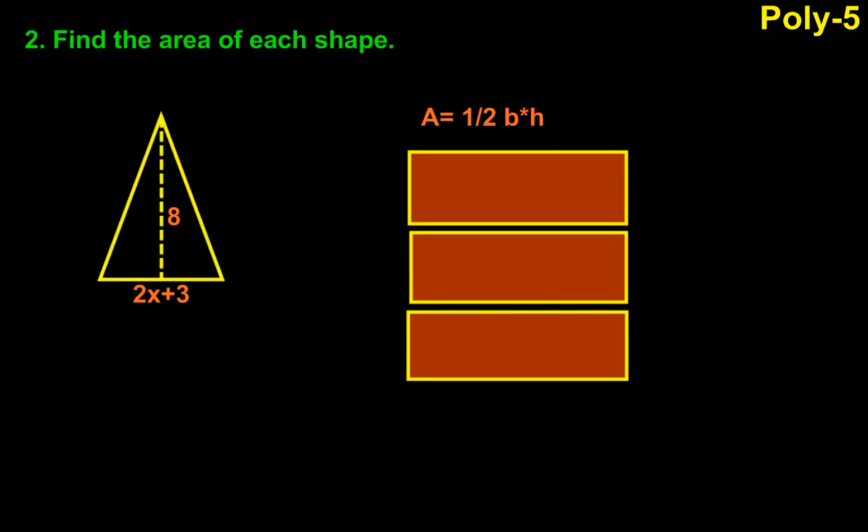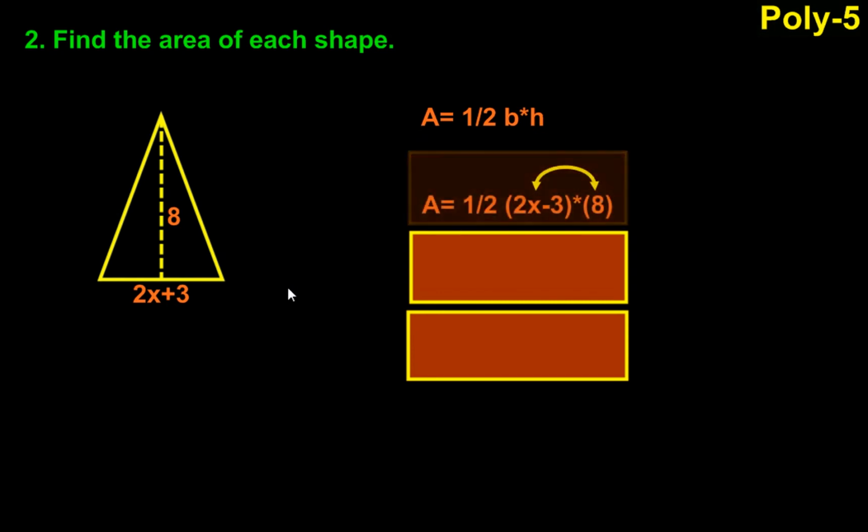For question number 2, we are going to be looking at finding the area of a triangle. So we know that the area of a triangle, the formula is 1/2 base times height. And so we're going to plug in this information. We have a height of 8 and a base of 2x plus 3. And so we can attach these two pieces.